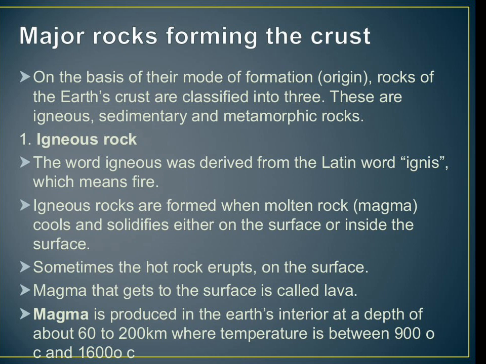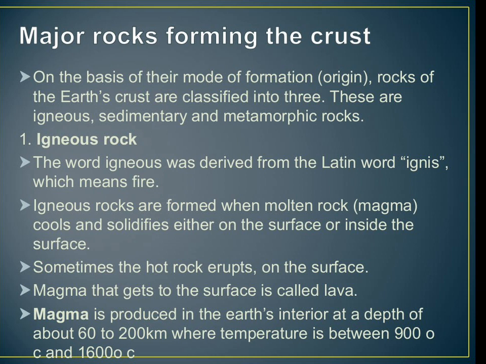The first one is igneous rock. The word igneous is derived from a Latin word. Igneous means fire. The Latin word is ignis, which means fire. So igneous rocks are formed when the molten rock or magma cools and solidifies.